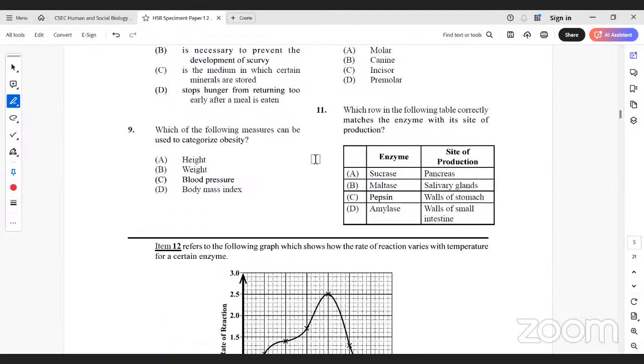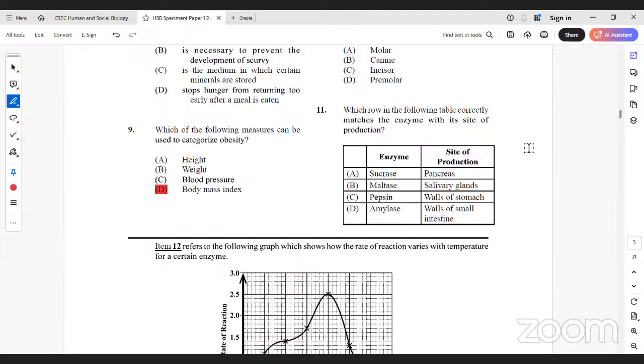Question 9. Which of the following measures can be used to categorize obesity? Height, weight, blood pressure, body mass index, also abbreviated to BMI. I think that one is fairly easy as well. So let me go on. I'm going to do the ones that I think are extremely easy a little faster.